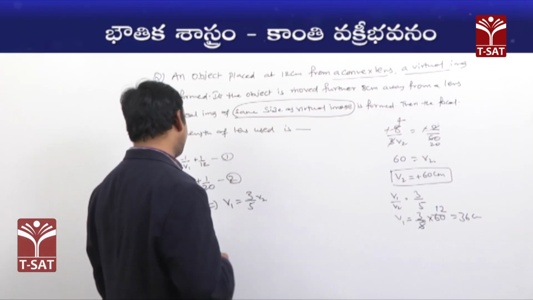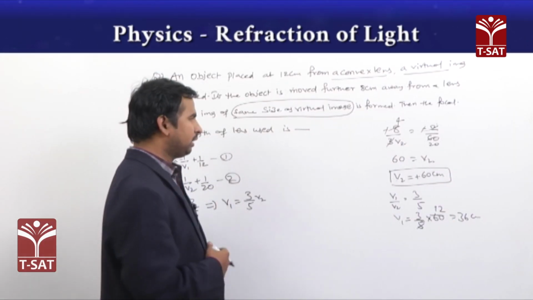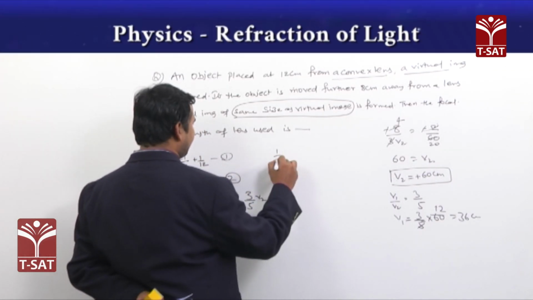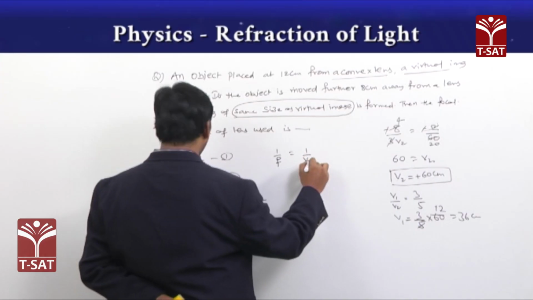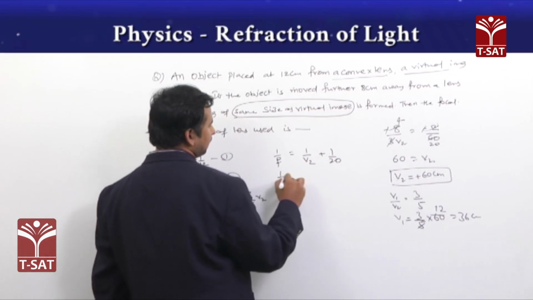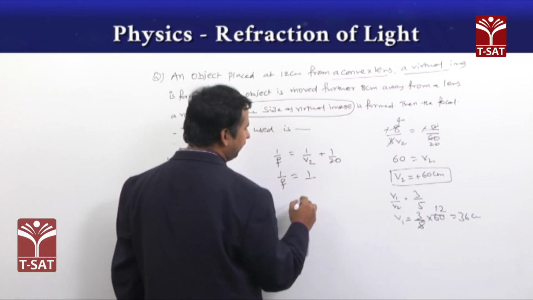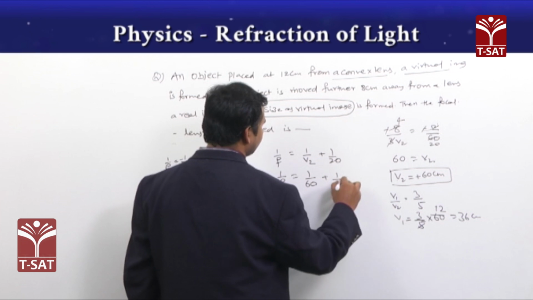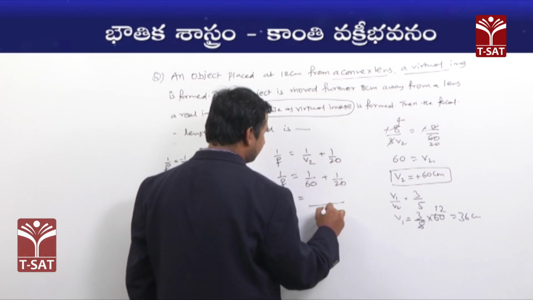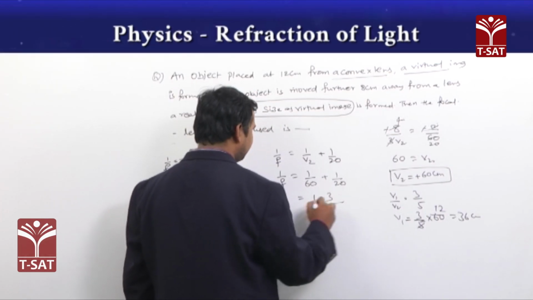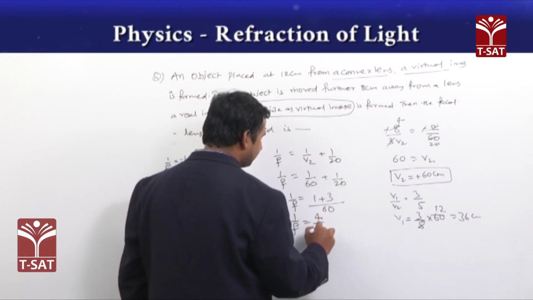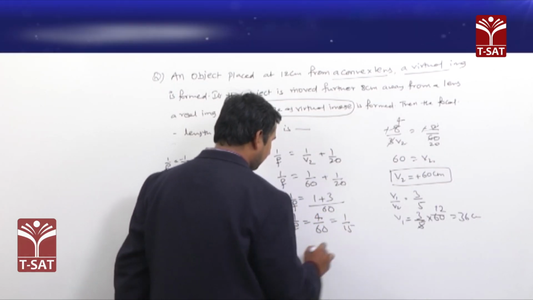Substitute the value in any of the equations V1 or V2 here, in equation 1 or equation 2. For example, if you are taking the second one, 1 by F is equal to 1 by V2 plus 1 by 20, after applying the sign convention. Then 1 by F is equal to 1 by 60, the V2 value we got, plus 1 by 20. Taking the LCM of 60 and 20, which is 60, we get 1 plus 3 over 60. Then 1 by F is equal to 4 by 60, which is 1 by 15.